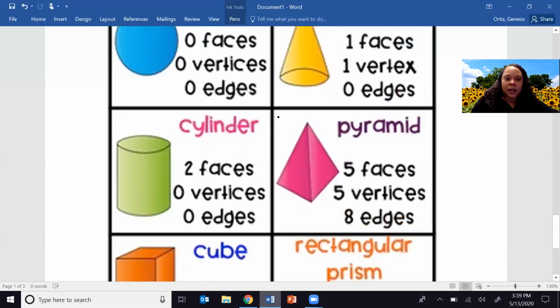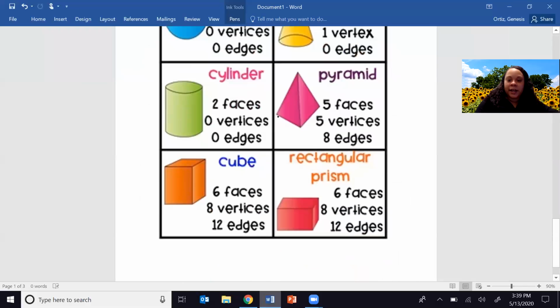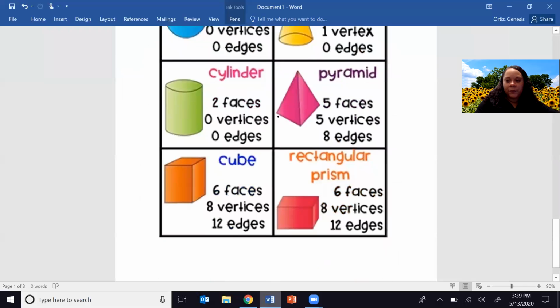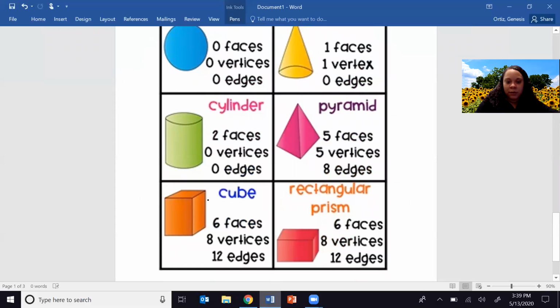And then I have an anchor chart. These are some 3D shapes that I wanted to introduce real quick. So remember, this is the cube. We already talked about it. Right here is the face. I'm going to put F for face. So we call them faces. It has 6 faces, 8 vertices, which are the corners, and 12 edges, and these are the edges. It's what connects the vertices. The vertices connect the edges. So it has 12 edges, 8 vertices, and 6 faces.